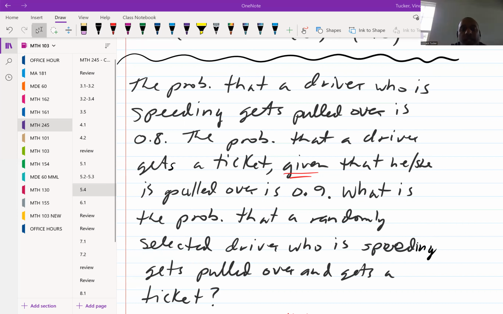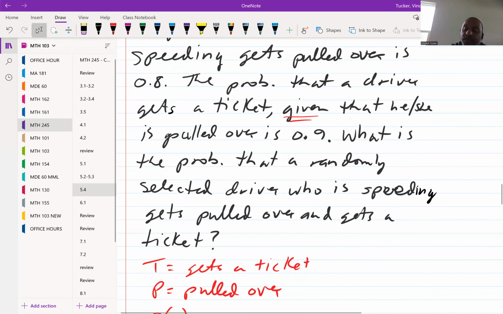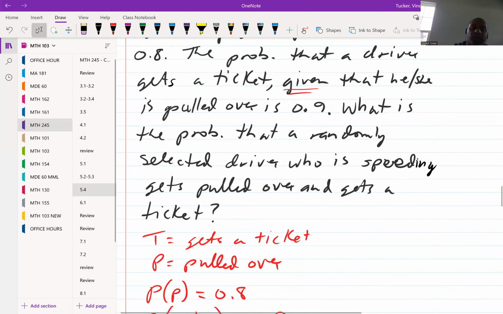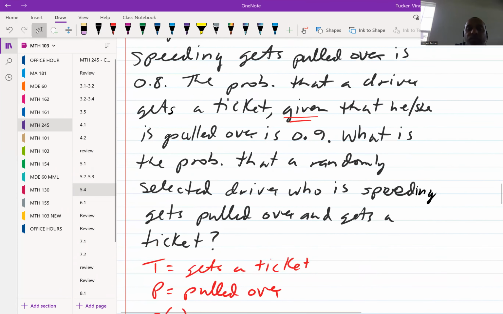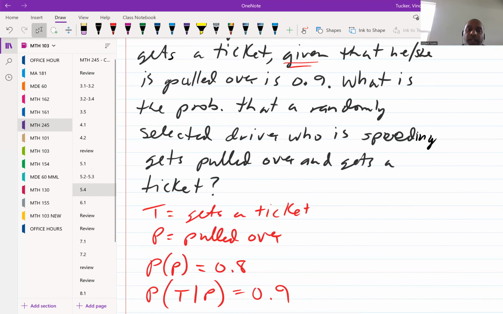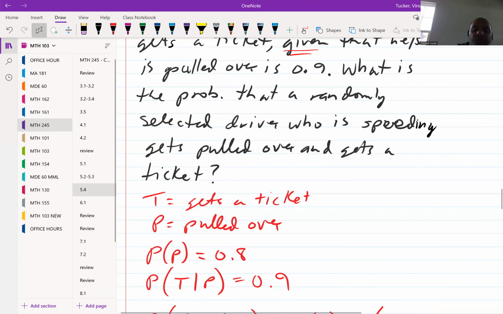All right, so once again, I like to start off with labeling my events, just to shorthand what's going on and be able to establish what numbers go with which. So I'm calling T gets a ticket, P for pulled over. So the probability that someone gets pulled over when they're speeding is 0.8. Then the probability that a person gets a ticket given that he or she is pulled over is 0.9.